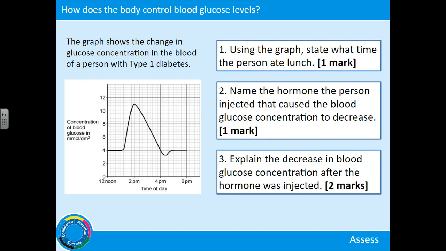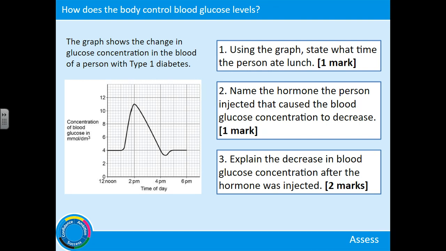Okay, and then we have a graph for you to have a look at. This graph shows the change in glucose concentration in the blood of a person with type 1 diabetes. So using the graph, I would like you to state what time the person ate lunch. Read the information that the graph is giving you and the information that we've looked at earlier in the lesson. What time did this person eat lunch?